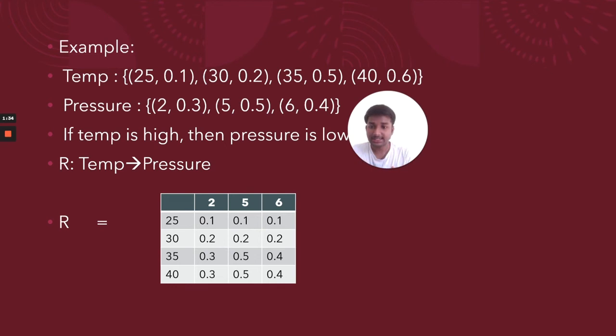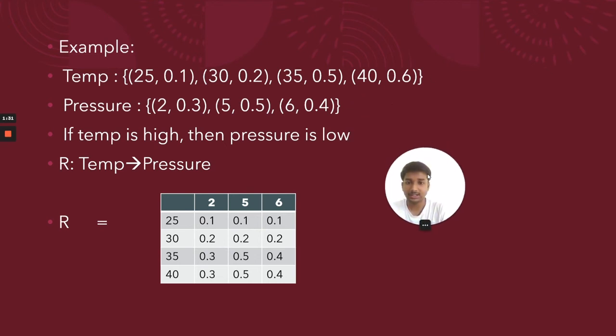Let's see the statement first. Here is the statement: if temp is high, then pressure is low. Here temp is one of the sets and pressure is one of the sets. Temp has some values, 25.1, 30.2, 35.5, 40.6, and pressure has the values 2, 0.3, and these are all forming a matrix, which is represented by what we call fuzzy rules.